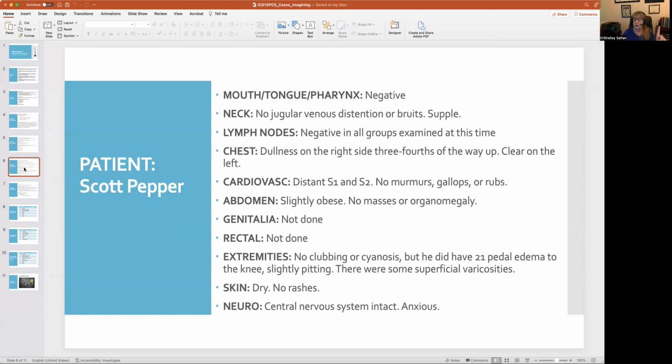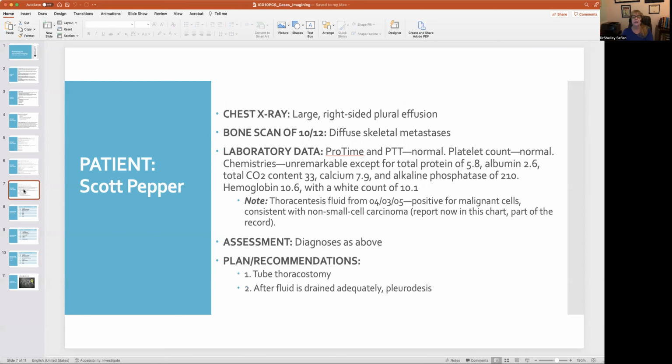Just a note for clinical documentation improvement. It does not say which side, right or left. Okay, but we're not going to code that today because that's part of his signs and symptoms, and right now, today, we're working in the imaging department, so it's okay. But again, these are the things that you have to look for, no matter what your job, no matter who you're coding for. Okay, superficial varicosities, skin dry, no rashes, neuro, central nervous system intact, and he's anxious, and yikes, who wouldn't be? Seriously.